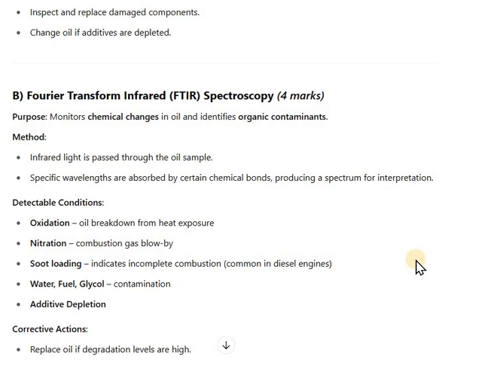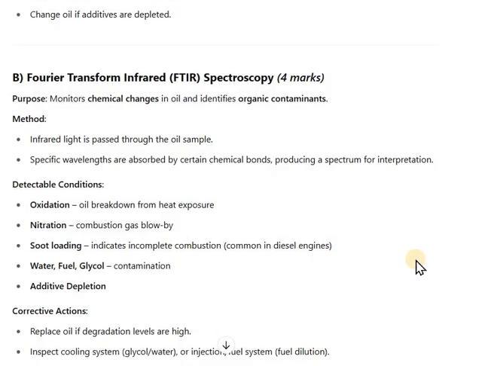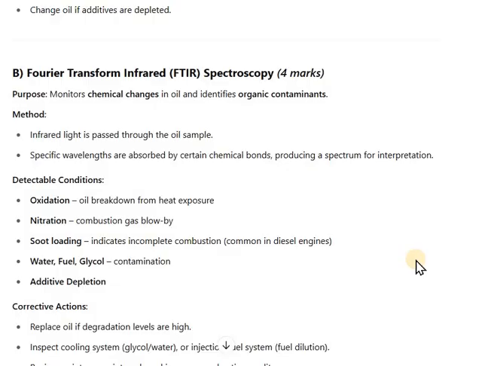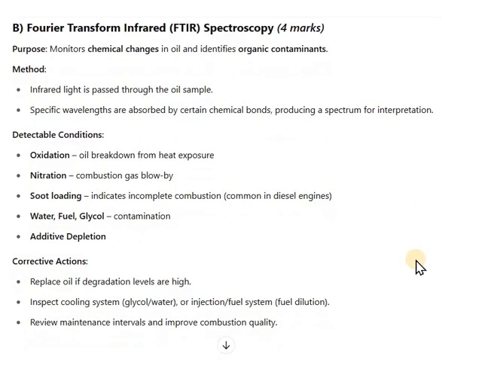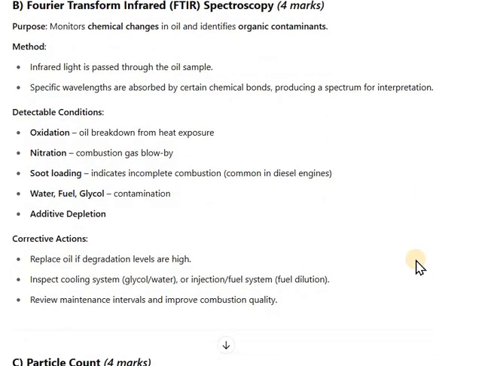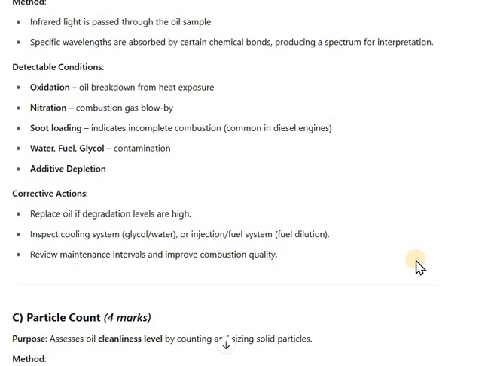It monitors the chemical changes in oil and identifies the organic contaminants. Infrared light is passed through the oil sample. Specific wavelengths are absorbed by certain chemical bonds, producing a spectrum for interpretation. Detectable conditions are oxidation, oil breakdown from heat exposure, nitration, combustion gas blow-by, and soot loading, which sometimes indicates incomplete combustion.